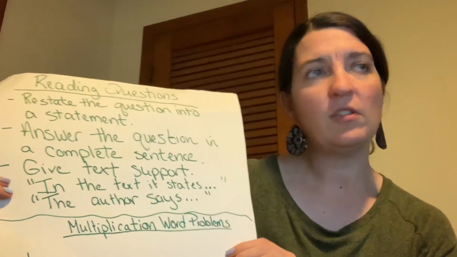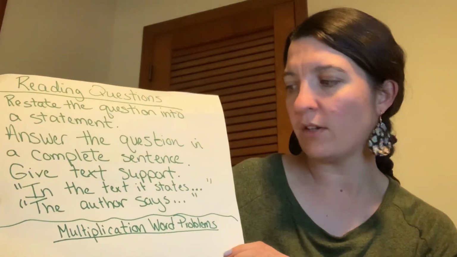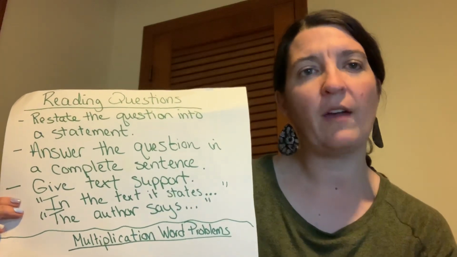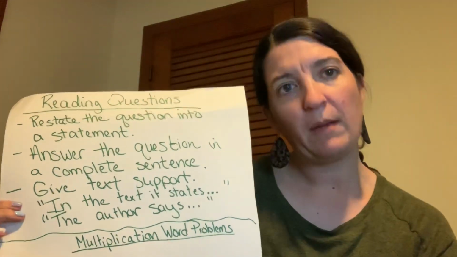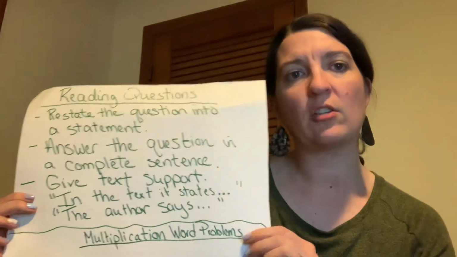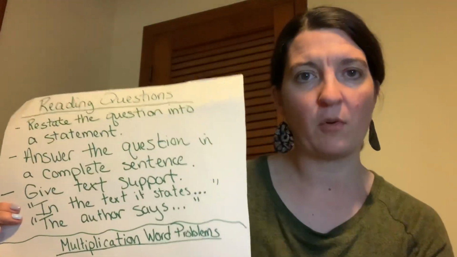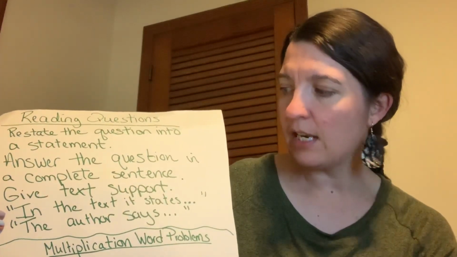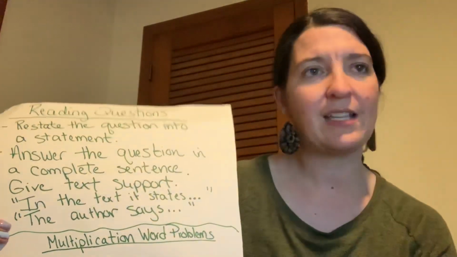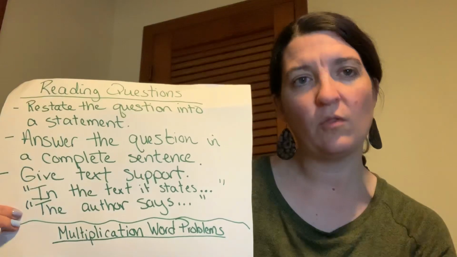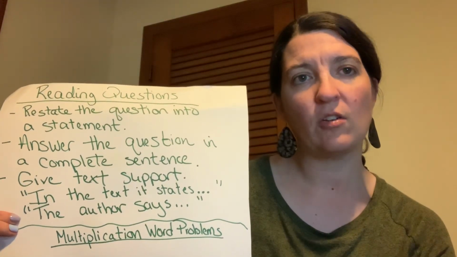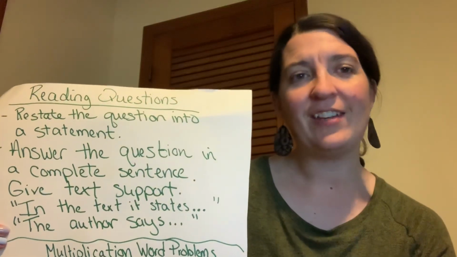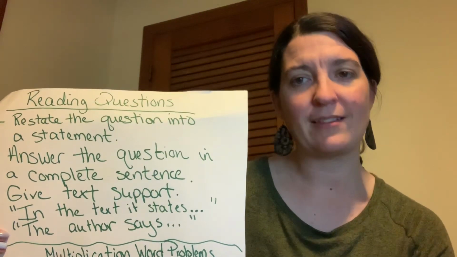Then the last part, you need to make sure that you're giving text support. Always make sure that you're supporting why you have the answer you do on your paper. Why did you respond the way you did? So make sure you're going back in the text and finding that support. Ways to prove that you have that, you can say in the text it states, or the author says. Those are just cues to the reader when they're reading your response to know that you have found that text support. So go back in the text and find the evidence that proves your response.